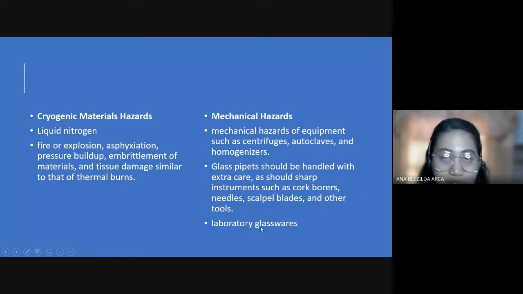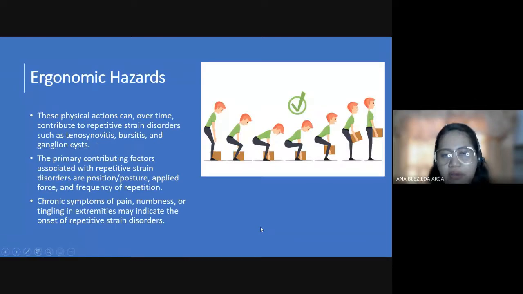of course, laboratory glassware. Now, ergonomic hazard naman, ito yung mga physical hazards mo in the laboratory. Example nito, yung picture natin, yung pagbubuhat, di ba? Yung proper way paano magbuhat. It should always be with your knees, di ba? Yung weight mo dapat nasa knees mo, hindi nasa back. Okay? Yan, para hindi ma-injure yung likod mo.